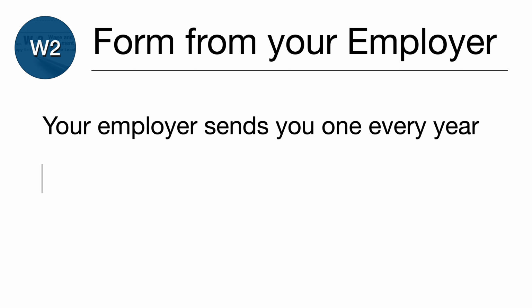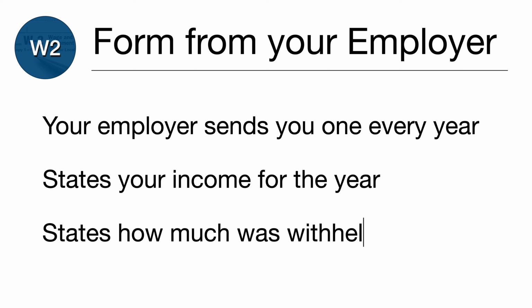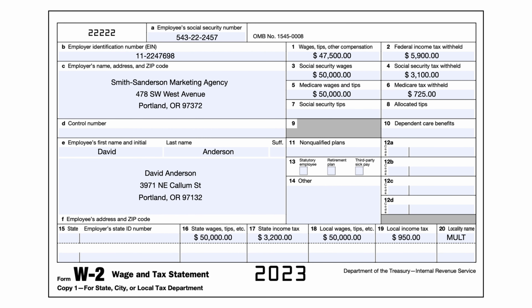and tax statements. And so what the form does, it says two things. First, it states your income for the year, and then second, it's going to state how much money you had withheld from taxes by your employer. So let's jump in and look at a real example of a W-2 here.